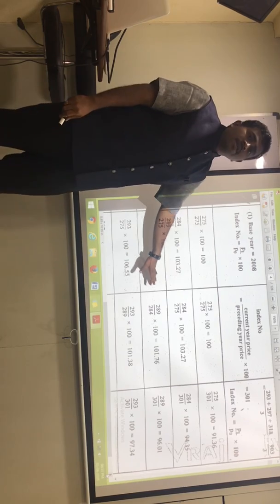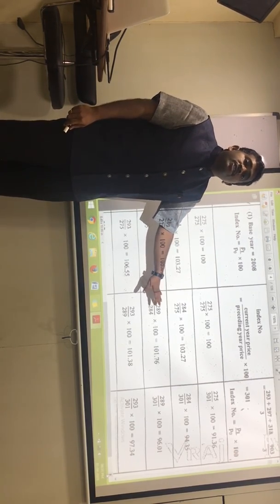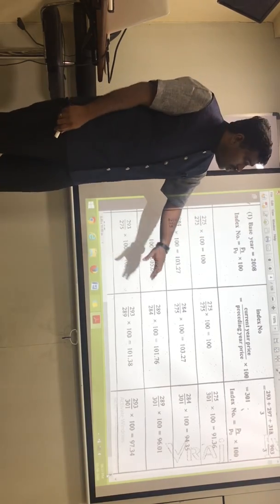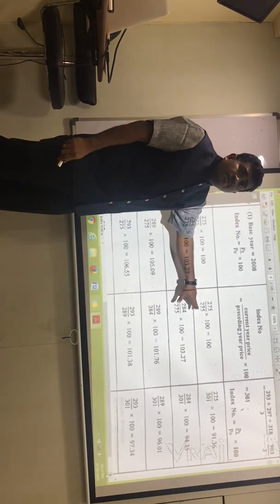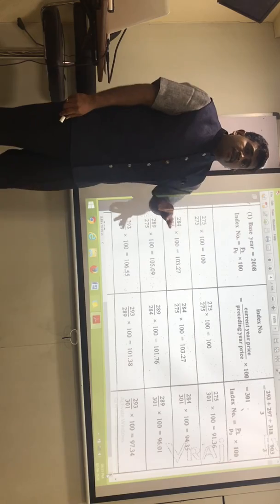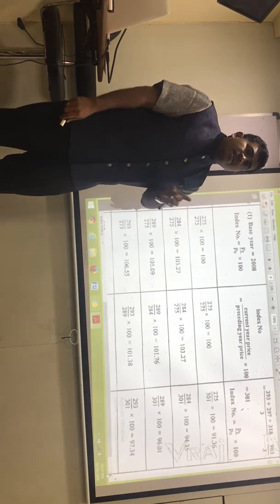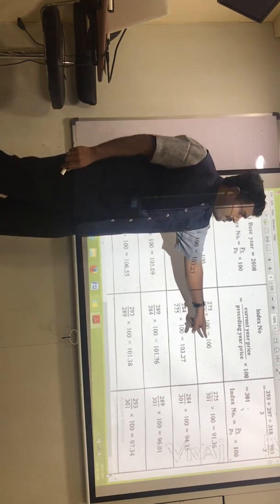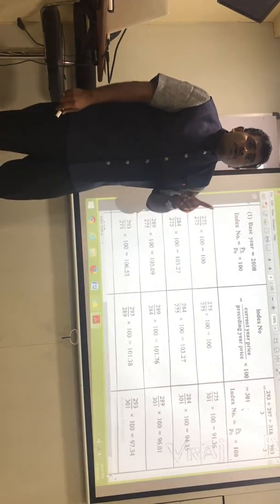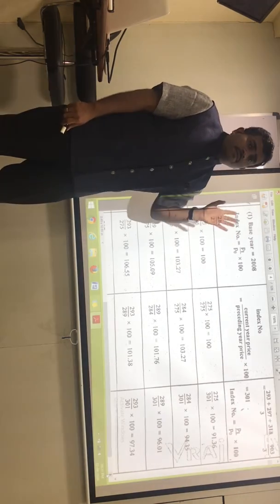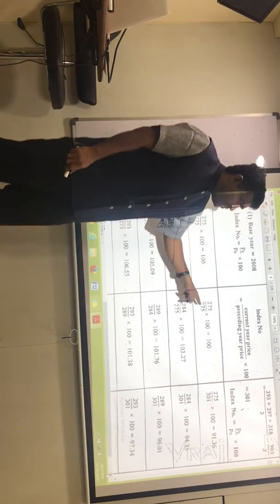For particular sum here, the base year is not mentioned. 2007 information is not there. So we have to consider 275. And you have to remember that in chain based method, the first year is always taken as 100. In chain based method, first year is always taken as 100 in absence of information. Clear? So that's why 100.